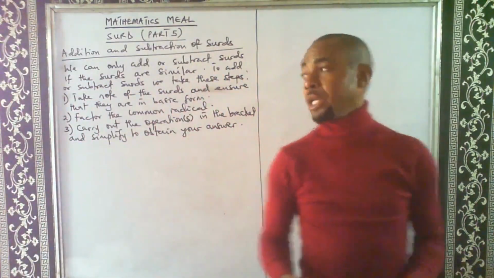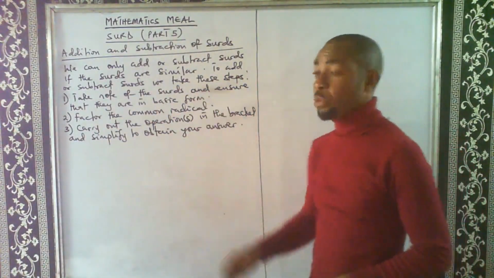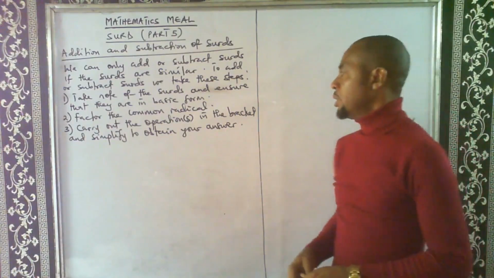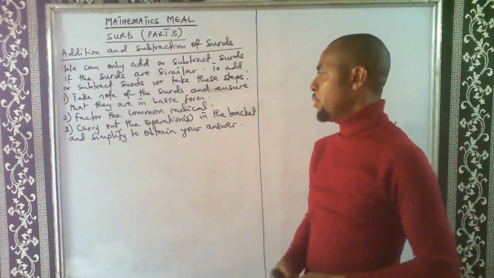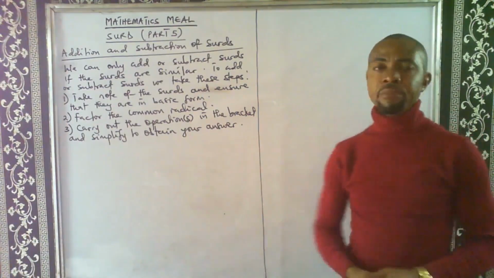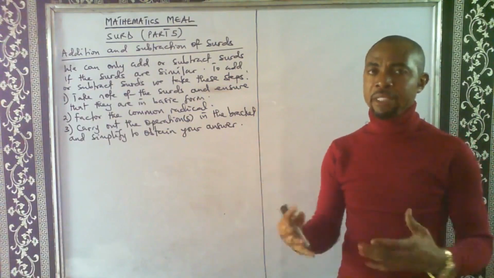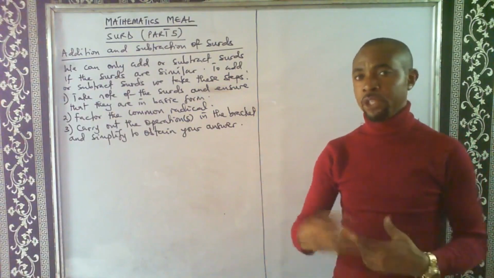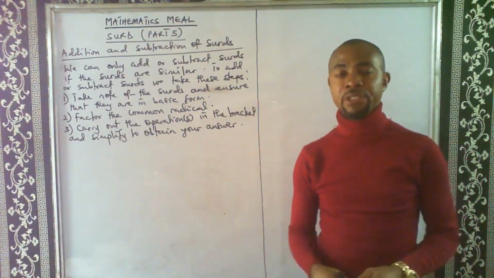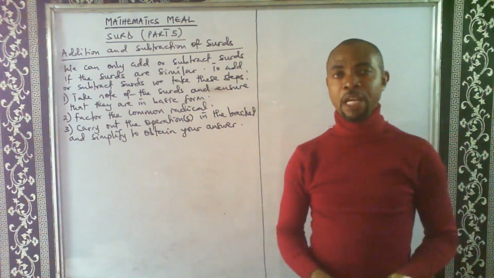Then we can easily add or subtract surds following these 3 steps. First of all, we take note of the surds and ensure that they are in basic form. Then we factor the common radical and then carry out the operations or operation, because in the bracket at the end of the day we may have one operation or we may have more than one operation. So we carry out the operation or operations in the bracket and then simplify to obtain our answer.